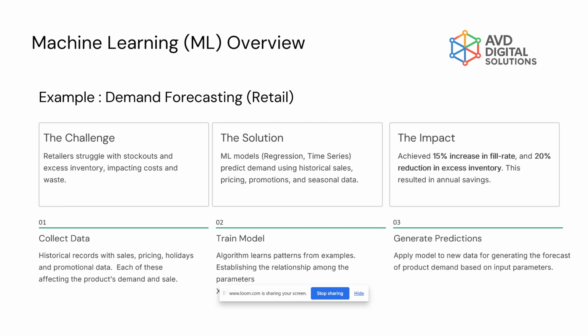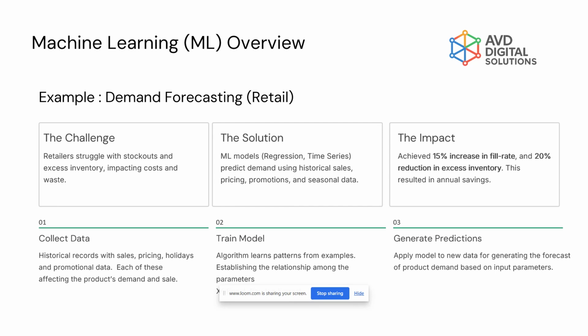The solution that comes here is to be able to predict demand for a product in the future. If you can get that insight about a product's demand in the future, naturally it helps you manage your inventory better and thus solve these problems of stockout and excess inventory. So this solution has indeed led to a 15% increase in fill rate and a 20% reduction in excess inventory in one of the cases that I have captured here.